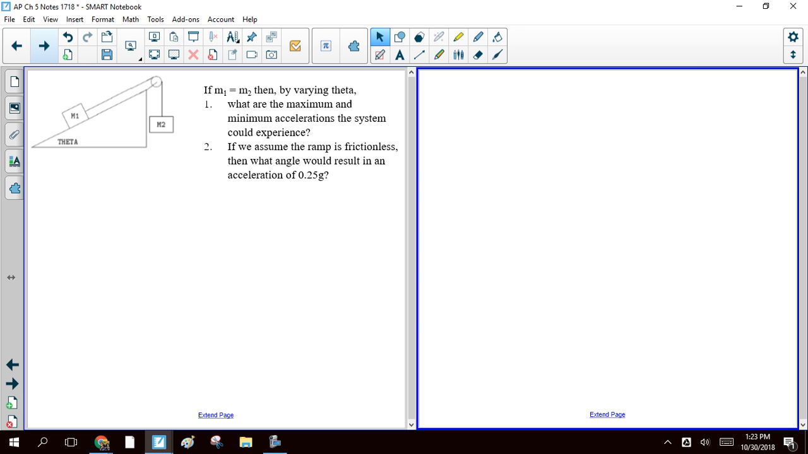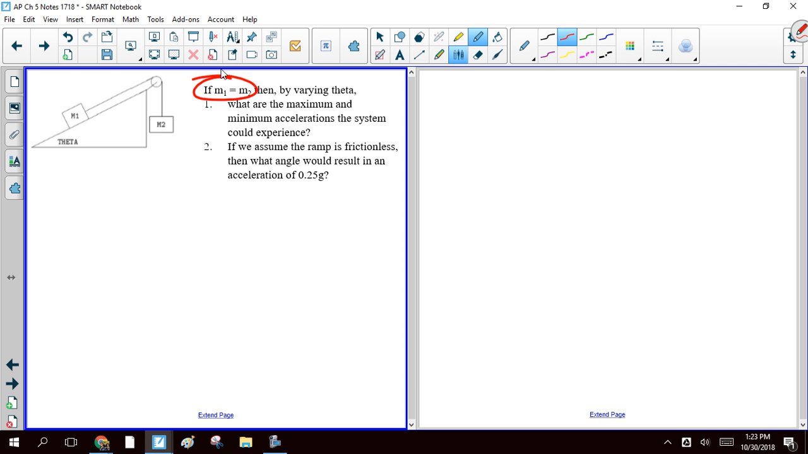All right, so in this first example, we've got this inclined plane, and we've got these two blocks here. It tells us that the two blocks have the same mass. And so we're allowed to change the angle the ramp is angled at. And we need to find the maximum and minimum accelerations the system could experience.